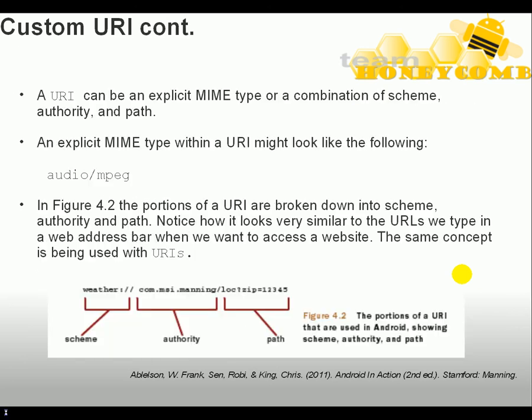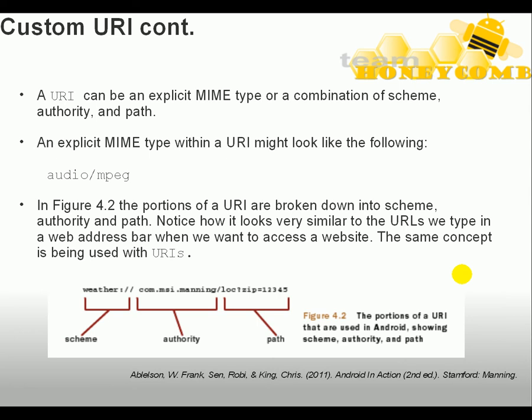A URI can be an explicit MIME type or a combination of scheme, authority, and path. I'm sure you've seen this already, and it's not a coincidence. Earlier I mentioned that data has to be of this similar explicit MIME type or a combination of scheme, authority, and path. That is because the URI object defines the data. Keep that in mind. And as we go down further, we can see that figure 4.2 breaks it down. You see the scheme, you see the authority, and you see the path. And that's how it's broken down.